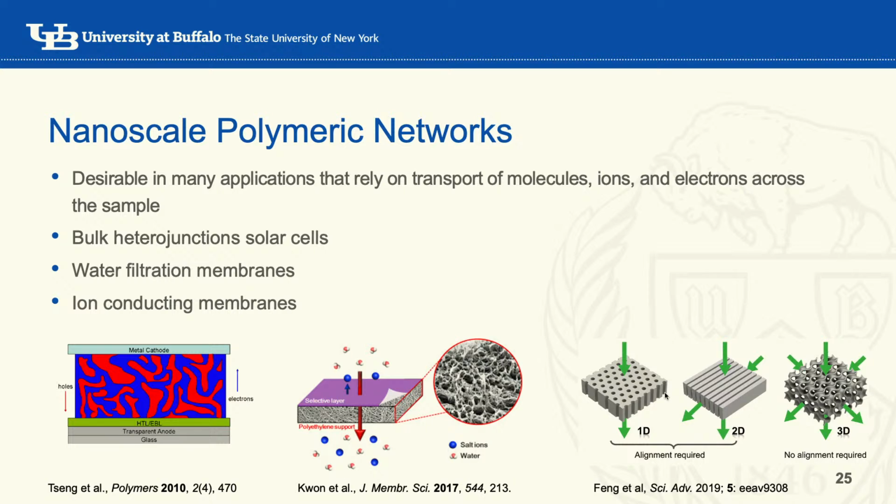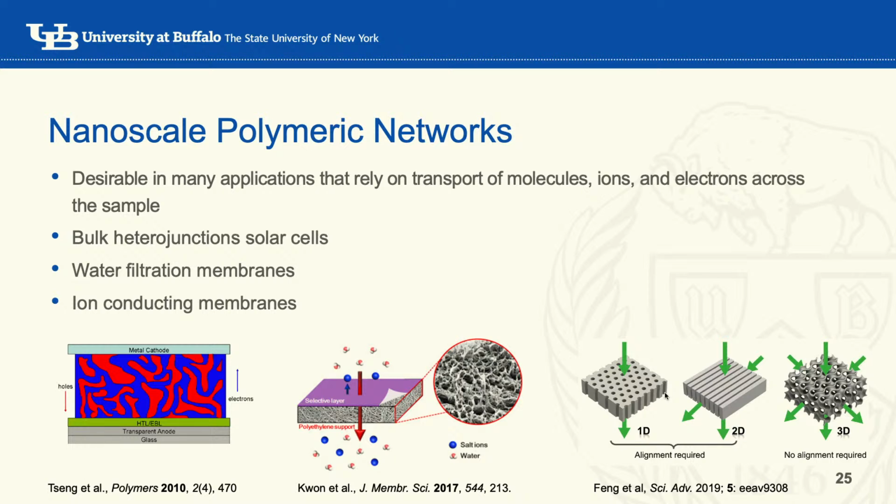Okay, now I'm almost running out of time, so I want to go through this quickly. This is the other area that we are very interested in. It's a new area in the group, and these are nanostructured polymer networks. We're interested in polymeric networks because they're very important for a lot of applications that rely on transport. So if you're making any kind of membrane, and you want to transport a molecule, ion, electron from one side to another, you need to have a continuous pathway, right?